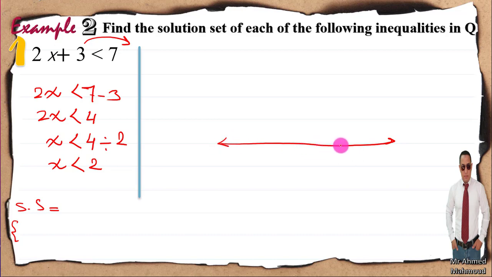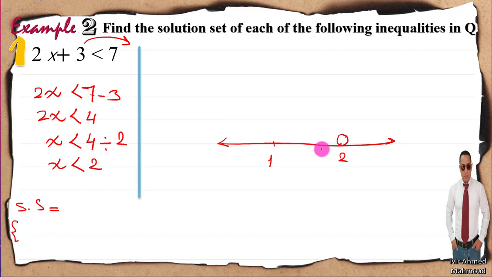Okay, here if I have 2, 1. Here, what is the rational number less than 2? What is the rational number less than 2? Okay, some of us say 1.